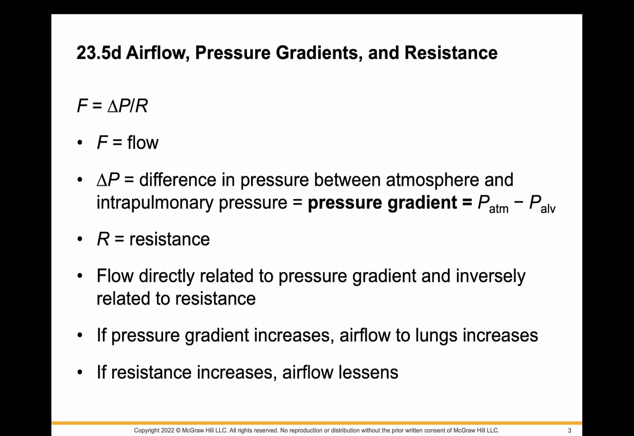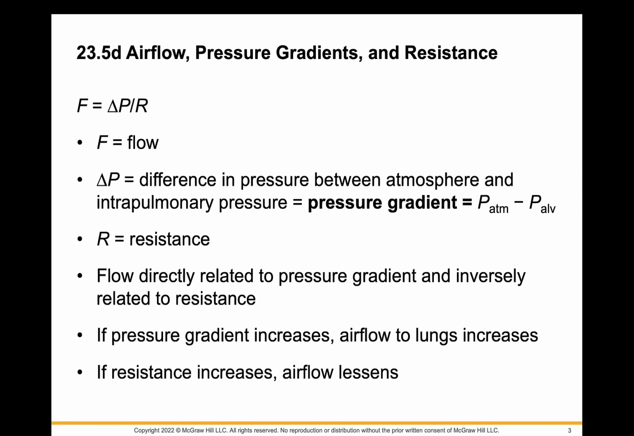Now, this is a formula that we talked about previously when we introduced cardiac output. And remember, when we talk about flow, it's volume per unit of time. When we talked about cardiac output, it was either mils or liters per minute. And we will see the same thing here when we talk about airflow. And keep in mind, the delta P, that is the difference in pressure between the atmosphere and intrapulmonary pressure, and R is resistance as always.